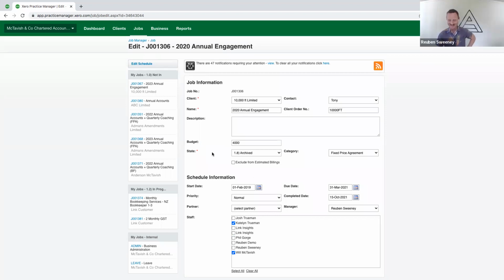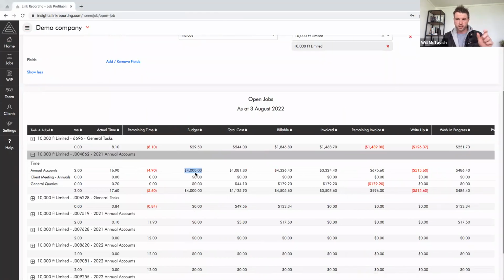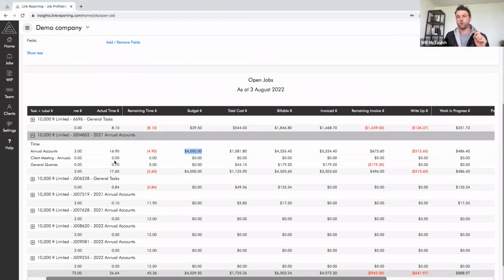What we do instead is we can put the budget in the budget field there. That field is pretty useless in XPM, but link reporting loves that value. What we do with that $4,000 is we take that value and we apportion it first to the costs you have on the job, regardless of whether it's an estimated or an actual. That $4,000 first gets allocated to the disbursements, like your subcontractors, and what's remaining is apportioned over all of your tasks relative to the estimated times on those tasks and the default billable rates on those tasks.